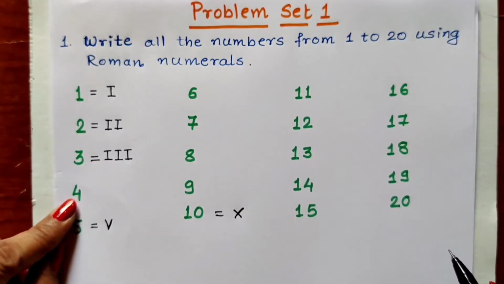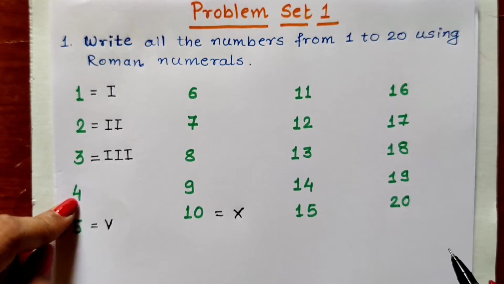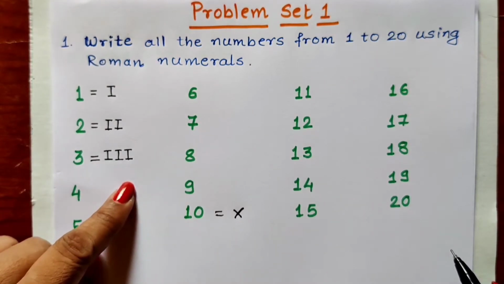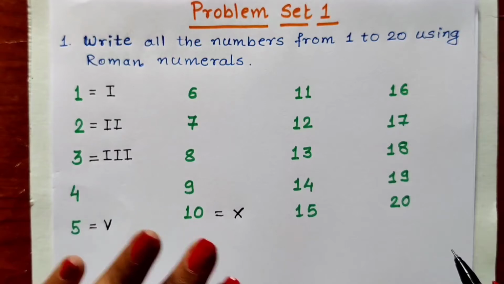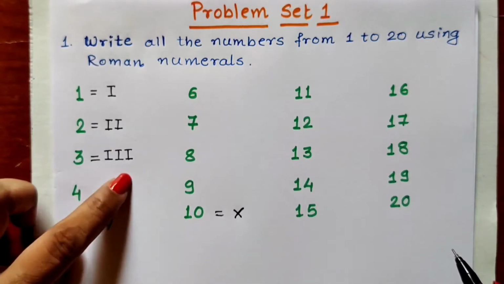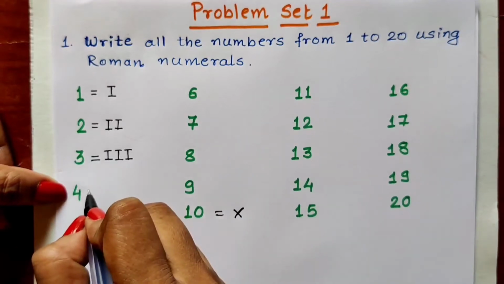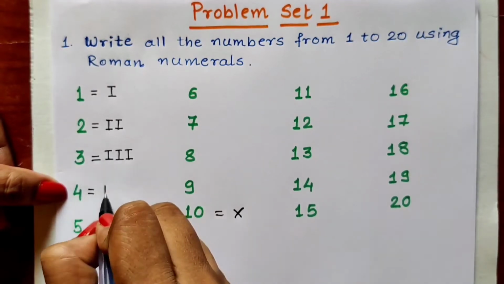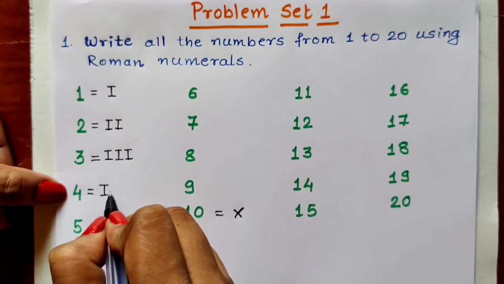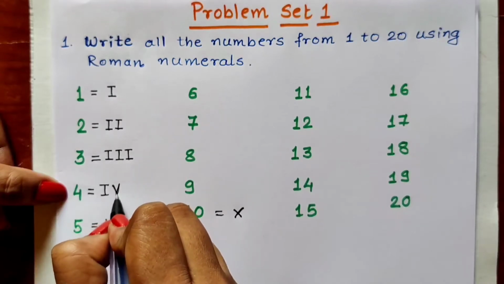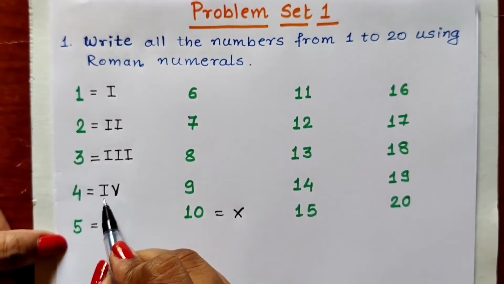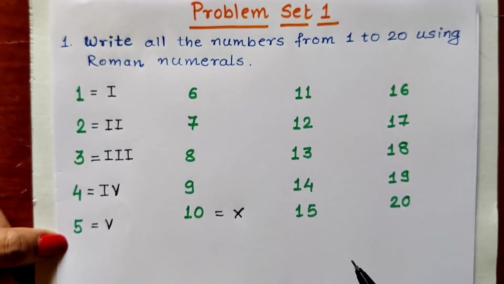Now 4 means, can we write IIII? No, because I cannot be repeated 4 times. We should not repeat I 4 times. Maximum we can write 3 times. For writing 4, how should it be written? I should be written on the left side of V. So it is 5 minus 1, 4. Okay. Then 5 means V, we all know.